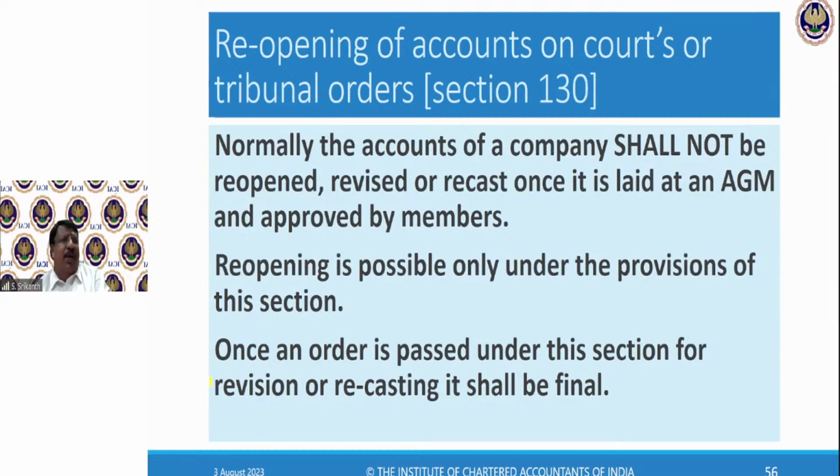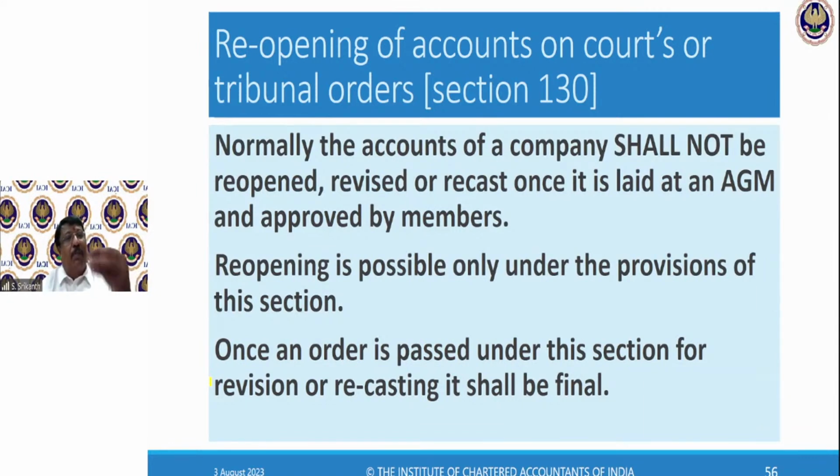Normally, the accounts of a company shall not be reopened, revised, or recast once laid at an AGM and approved by members. In case there is any error or omission, you have to include it in the current year's accounts as a prior period item. You know that. You have to clearly disclose it and explain why.